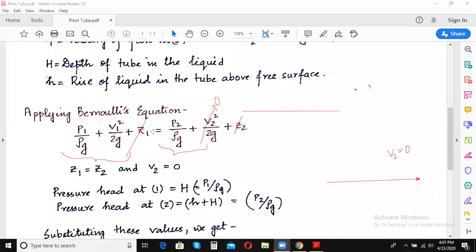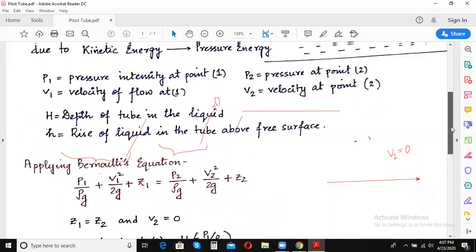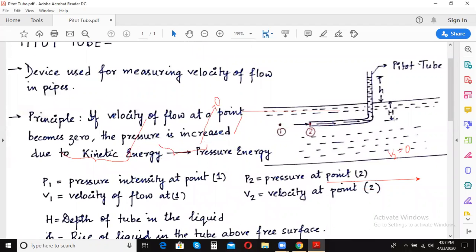Now what is the pressure head at section 1? The pressure head at section 1 is nothing but this capital H. For section 2, the pressure head is given by capital H plus small h, because we are taking section 2 at the inlet of this pitot tube. Hence the pressure head will be equal to the total rise of liquid from this level up to the very end of the liquid surface in the pitot tube.